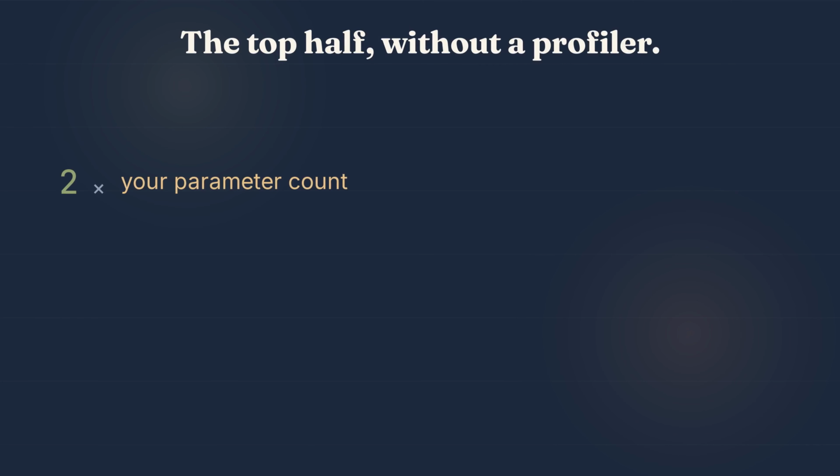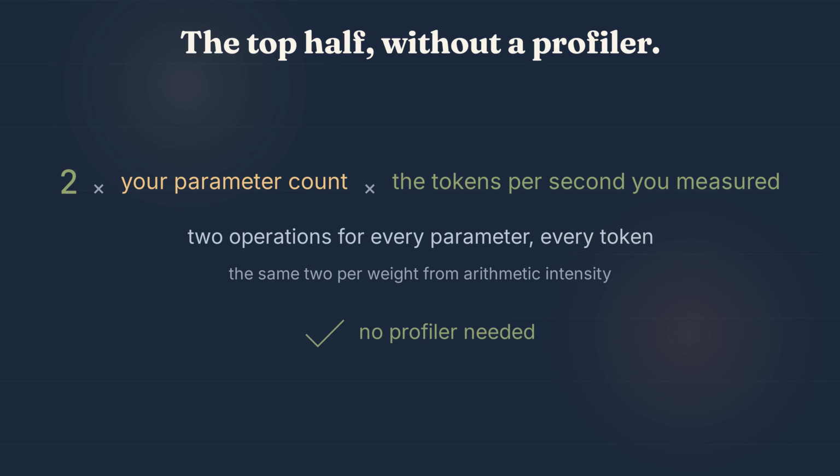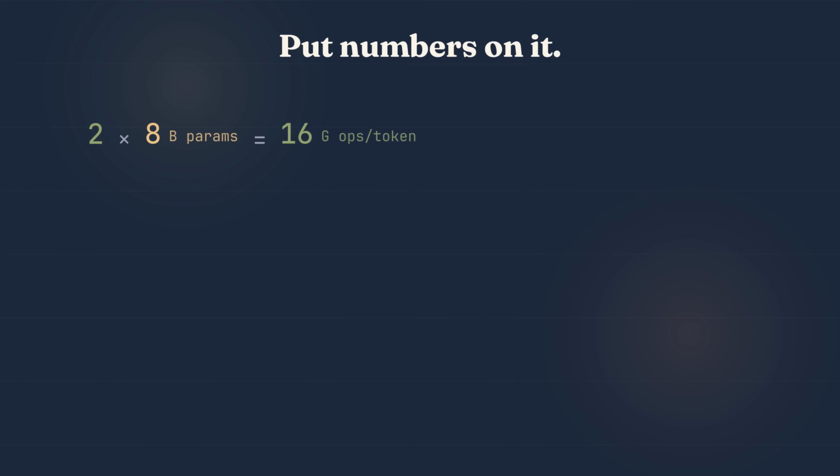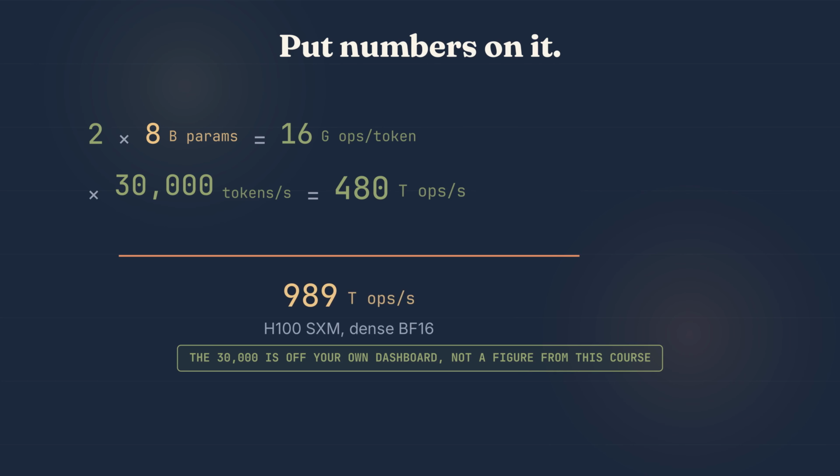And can you get the top half of that without a profiler? You can. Every token costs you roughly 2 operations for every parameter in your model. And that's the same 2 per weight we counted when we did arithmetic intensity. So 2 times your parameter count times the tokens per second you measured, right? Let's put numbers on it. 8 billion parameters, so 16 billion operations per token. And say you measure 30,000 tokens a second going in, and that's a number off your own dashboard, not one I'm claiming for you. Multiply, and you get 480 trillion operations a second. And what does an H100 do? 989 trillion. So divide, and you're at about 49%.